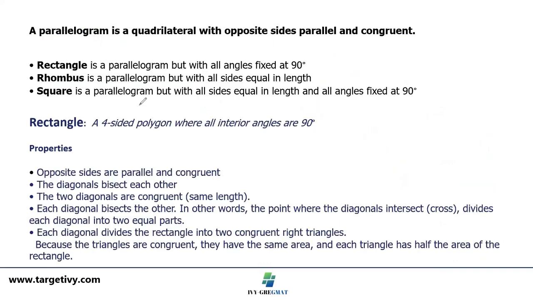So as we know, a parallelogram is a quadrilateral with opposite sides parallel and congruent. We can further extend it to something called a square, a rhombus, or a rectangle. So what's a rectangle? A rectangle is a parallelogram with all angles fixed at 90 degrees. So that's same as a square, but the sides differ. That's the only thing different between a rectangle and a square. But what's a rhombus? It's a parallelogram where all the sides are equal in length. This is important.